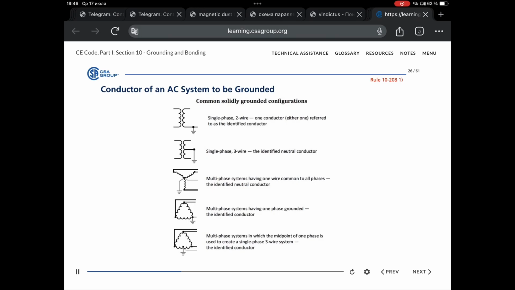The conductor of an AC system to be grounded must be one conductor of a single-phase, 2-wire system, the mid-phase conductor of a single-phase, 3-wire system, the mid-phase conductor of a multi-phase system having one wire common to all phases, one conductor of a multi-phase system having one phase grounded, and the mid-phase conductor of one phase of a multi-phase system.